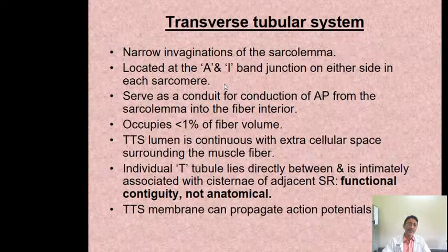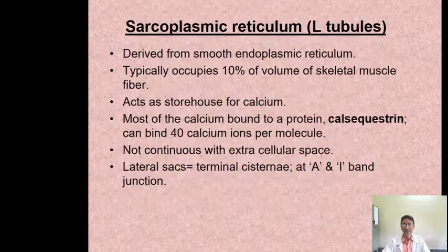So what is the transverse tubule system? It is nothing but the invagination of the sarcoplasm. This T-tubule is mostly located at the junction of the A and the I band on either side of the sarcomere, and this T-tubule helps in conduction of the impulses to the inside of the muscle fibers.